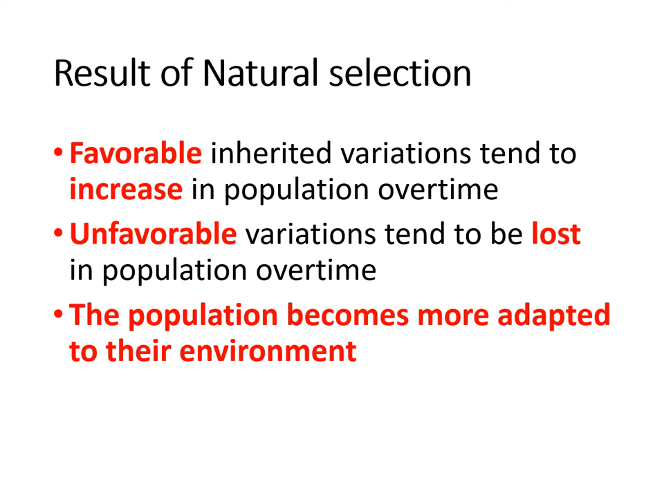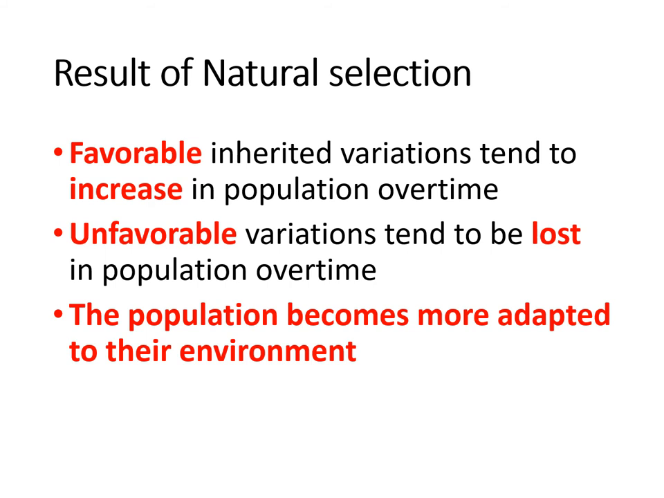So to put it together, natural selection basically means that favorable variations in a population that can be passed on will increase over time, because increasing the survival of individuals that have that trait, or increasing their reproductive success, would guarantee that they have more offspring, and that is going to cause future generations to possess the same trait. And the opposite is also true. If there is an unfavorable variation, those tend to be lost in the population over time.